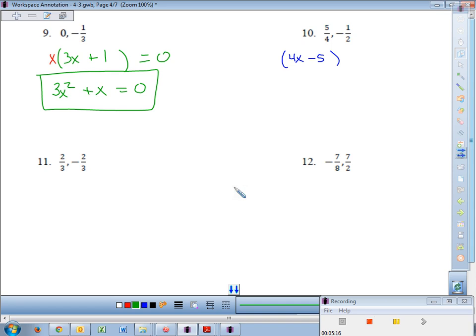So how about my next one? What would I lead off with this? A 2x and then plus 1. Don't forget the equals 0. Is that all good with you? Now expand it. Can you FOIL this one? It's a binomial times a binomial. That's how we'll do it.